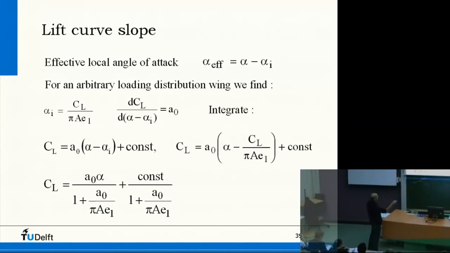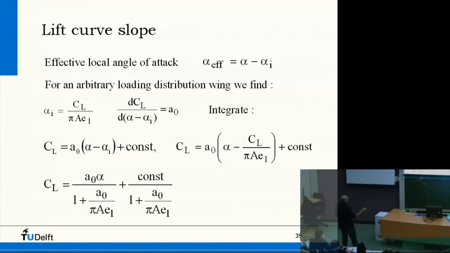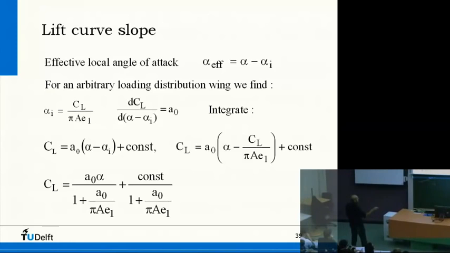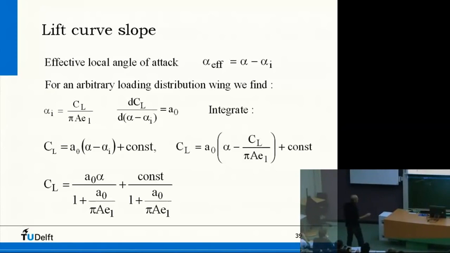Then alpha effective is A0. If we integrate this, then we get CL is A0 times this difference plus a constant. Or I write it like this. This alpha_i is the same as this one, right? So this constant can be taken from this one, and then we have here this expression of the CL of the wing.